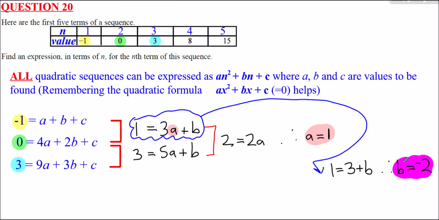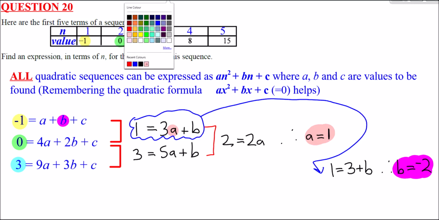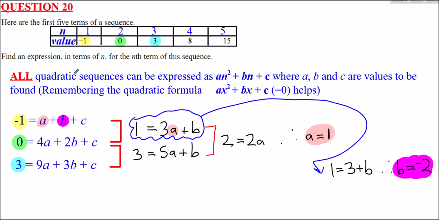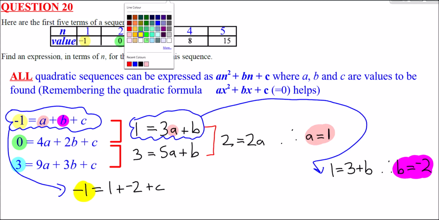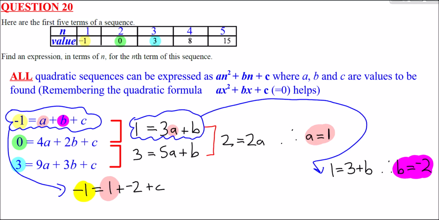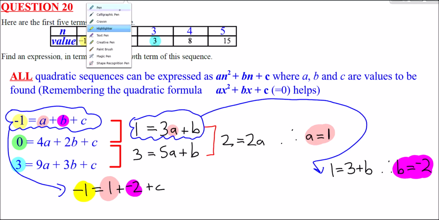So now we know that a is 1 and b is minus 2, we can substitute into one of these formulas here. So b is minus 2 and a is 1. Once we've got a, b and c, we've got it correct. So finally, minus 1 equals a, which is 1, plus b, which is minus 2, plus c, which we don't yet know. So let's neaten this up, and we'll therefore have what c is.